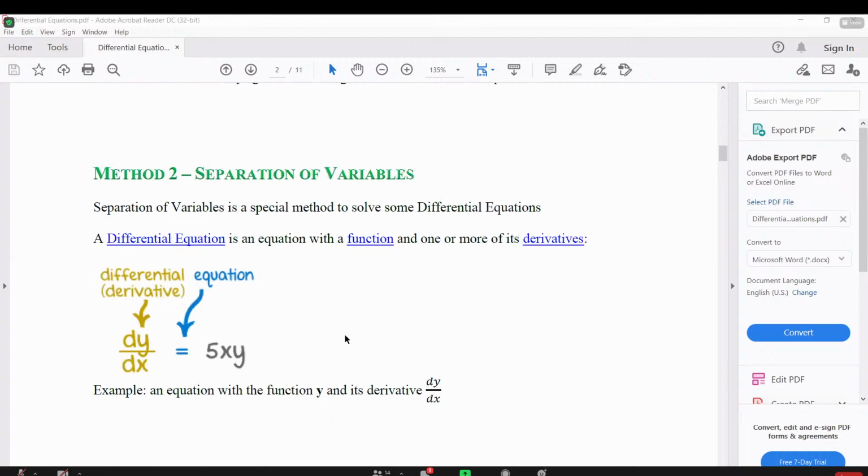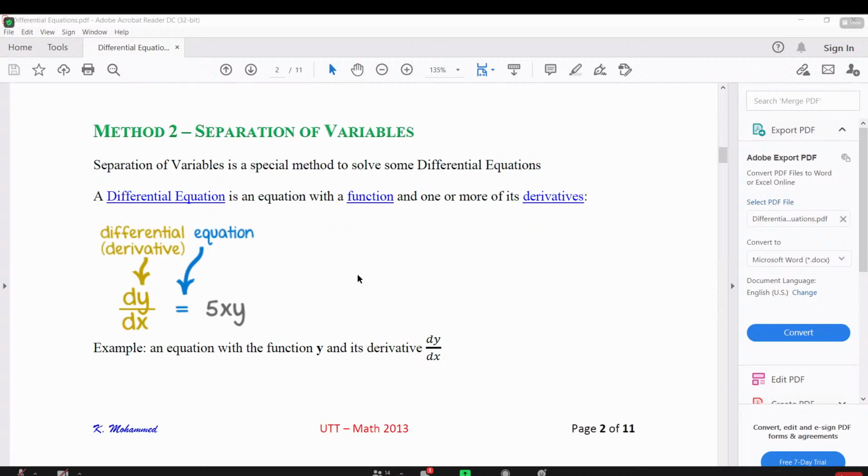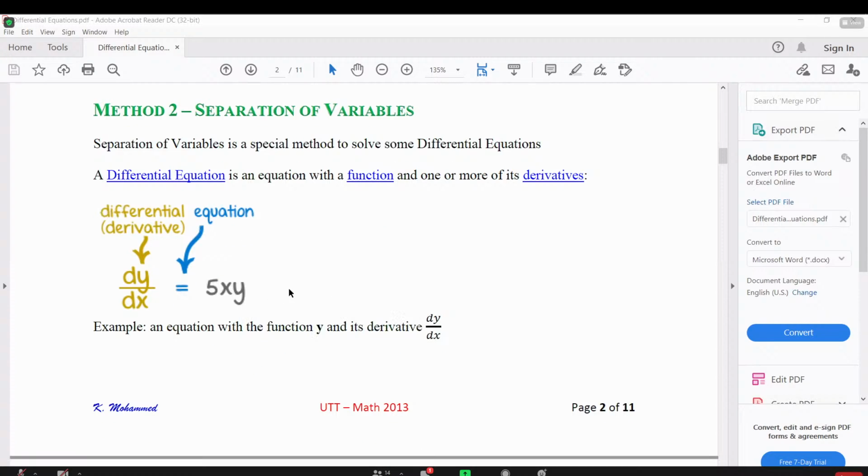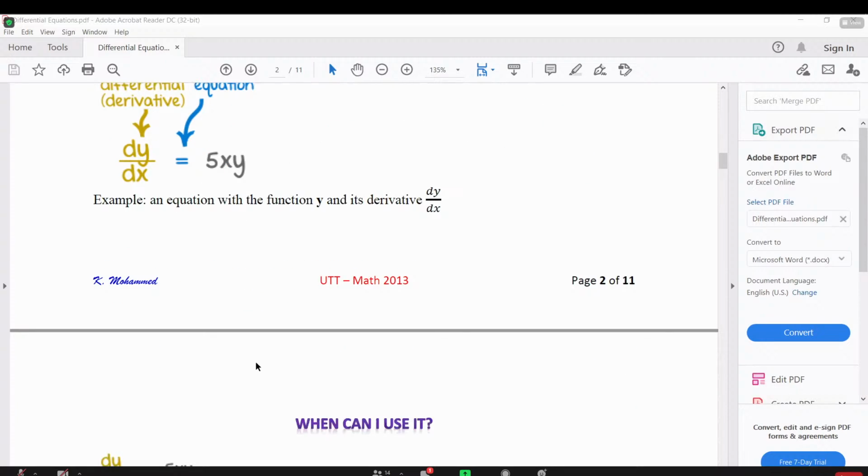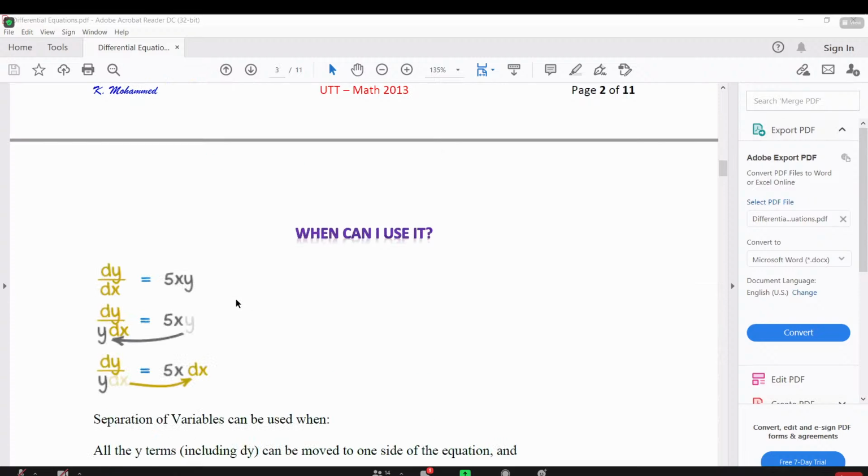The second method we looked at was called the separation of variables. In other words, we have dy/dx, but on the right-hand side we have a combination of x and y. So it is an equation with a function of one or more of its derivatives. In a case like that, we do what is called separating the variables, which means that anything that involves x must go on the right, and anything that involves y goes on the left. And then we had some examples, and we did quite a few of those.